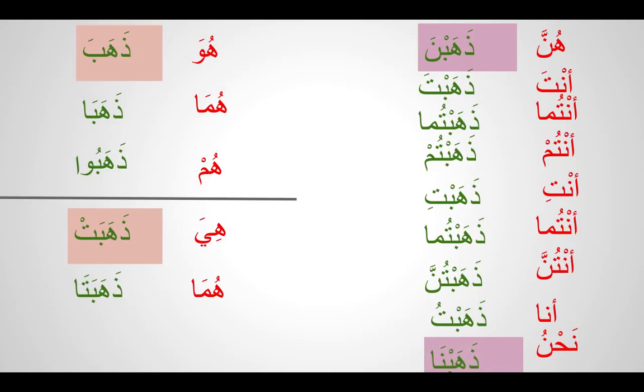So this is how it goes. Here you start the car, slowly you put it in first gear, dhahaba, dhahaba, dhahabu, and the second gear, dhahabat, dhahabata, and here you straight away go to fourth gear, dhahabna, and from dhahabna you take a highway, dhahabta, dhahabtuma, dhahabtum, dhahabti, dhahabtuma, dhahabtunna, dhahabtu, dhahabna. So it's easy, inshallah.